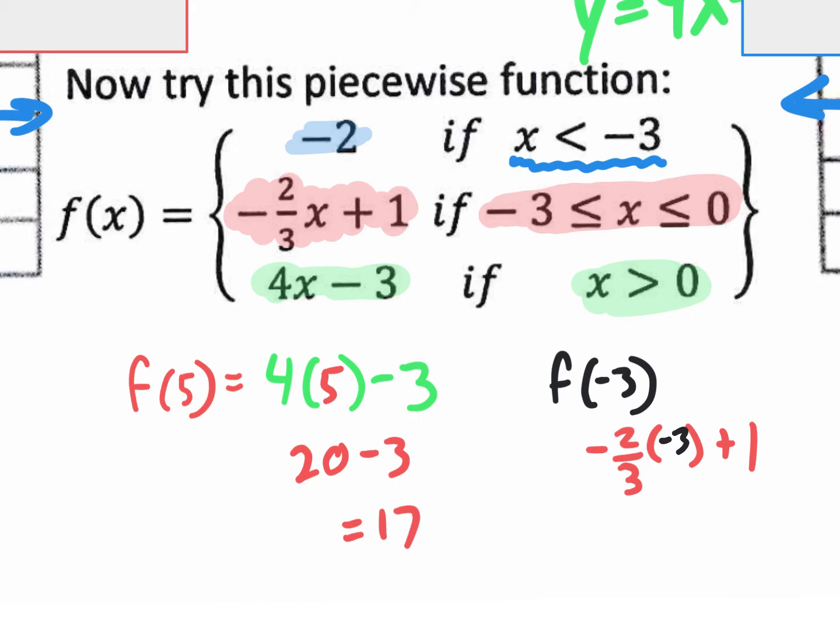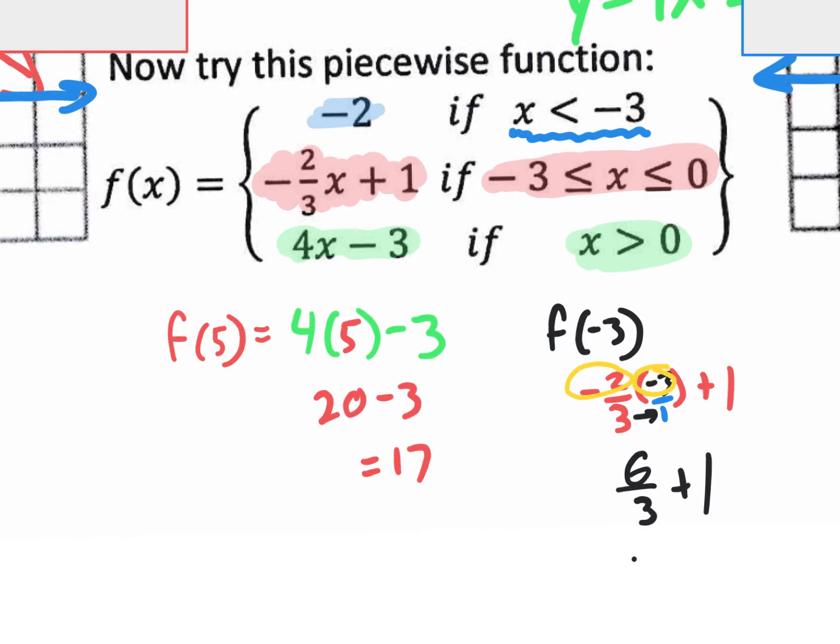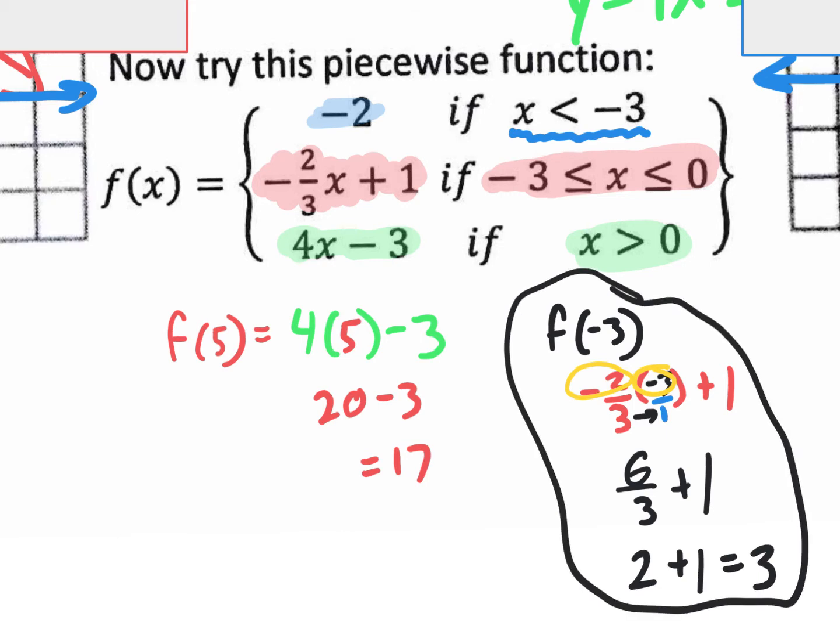If you want to multiply a fraction times a number, you could put it over 1 and then multiply the top with the top and the bottom with the bottom. When I go negative 2 times negative 3, that will give me a positive 6. When I go 3 times 1, that'll give me a 3, plus 1. That's really 6 divided by 3 plus 1, which is really 2 plus 1, which is really 3. Cool? So f of negative 3 is 3. You're probably thinking, why are we doing this? Because these questions will come out on the quiz this Friday. Okay?